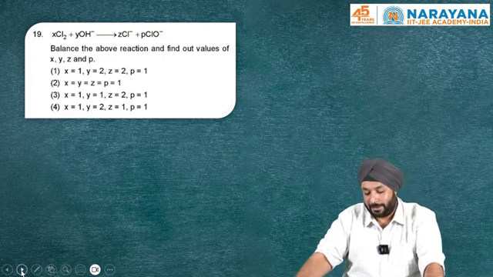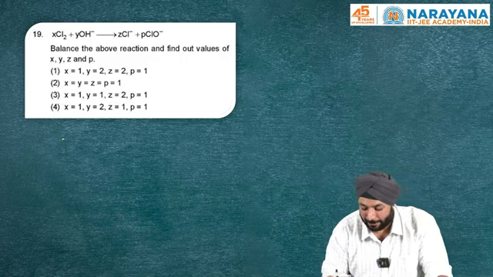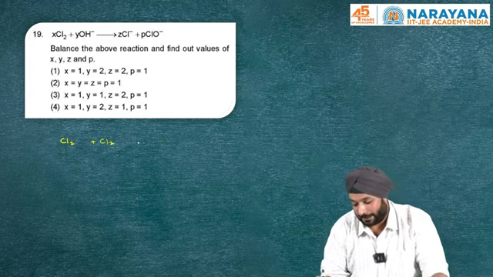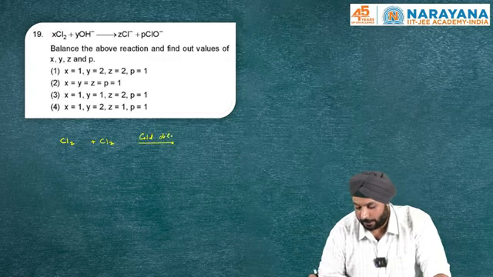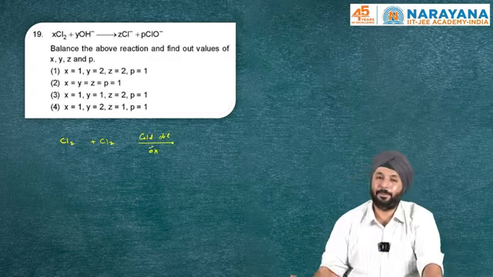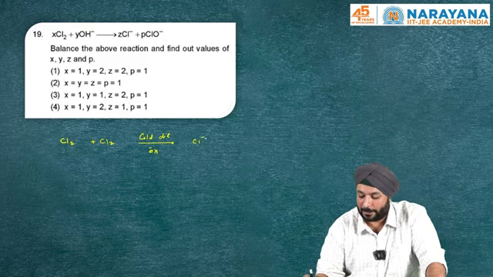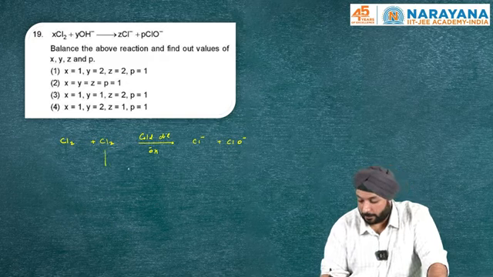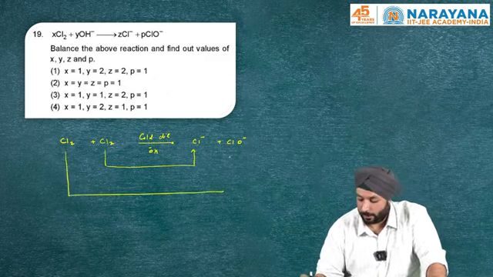Chlorine in the presence of OH minus in basic medium is forming Cl minus and ClO minus, right? You know that chlorine in the presence of cold, dilute basic medium undergoes a disproportionation reaction. Cl2 will undergo disproportionation to form Cl minus and ClO minus. Here, this chlorine, let's say, undergoes reduction. This chlorine, let's say, undergoes oxidation.